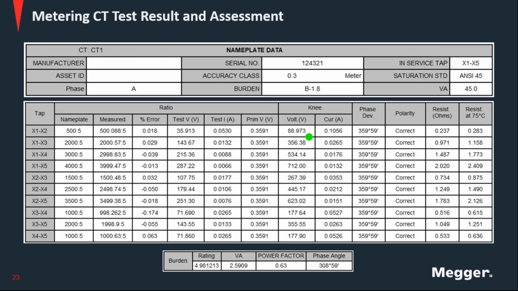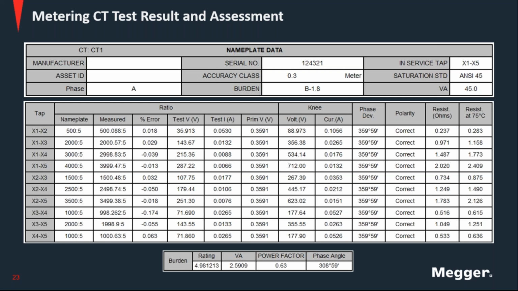So this is a result that is taken from the saturation curve, from the excitation curve, and we can see that this instrument transformer had a linear behavior up to 267 volts and 0.0353 amps. From that moment on, the ratio was not linear anymore, and that's where the CT starts deviating from the expected performance.